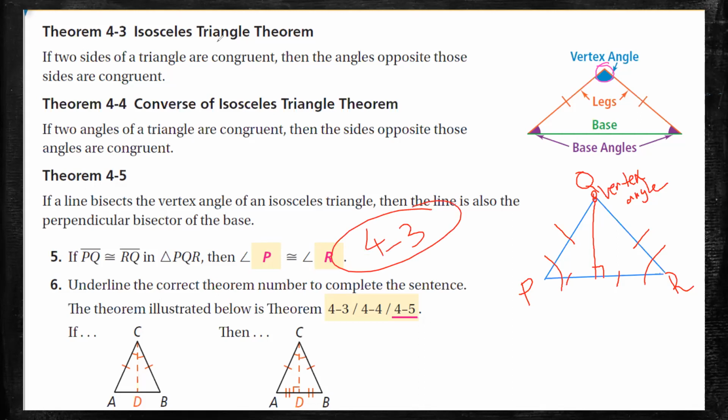In number 6, we have these two triangles. We have a bisector that comes from the vertex angle in the isosceles triangle, and it cuts the base into two equal halves and is perpendicular on the base. So underline the correct theorem number to complete the sentence. The theorem illustrated below is 4-3, 4-4 or 4-5. It will be 4-5, because there's a line that comes from the vertex angle, cuts the base into two equal halves and is perpendicular on it.